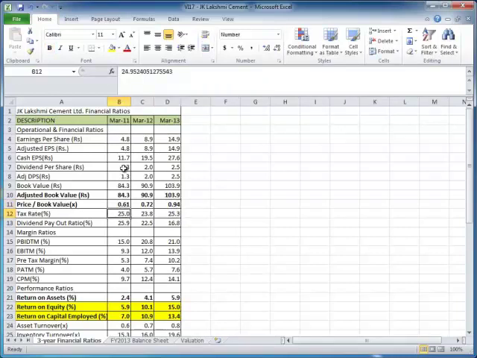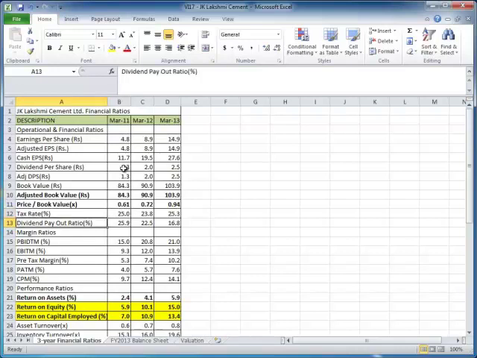Next we have the tax rate that the company pays. This is a combination of rates because there might be different rates on different activities. So this looks at the overall tax rate that the company pays, or the effective tax rate.